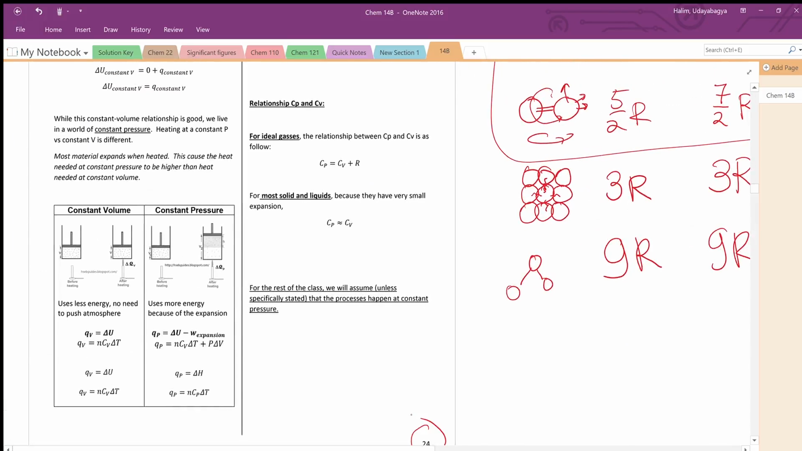Which essentially is where we are. We're on page 24. For ideal gases, Cp is equal to Cv plus R, so just add 1R. And for most solids and liquids, Cp and Cv are exactly the same thing. Okay.